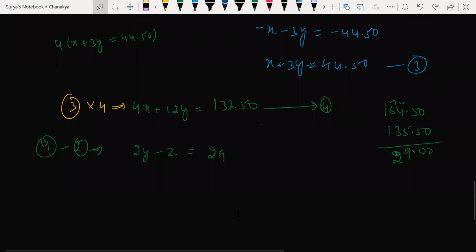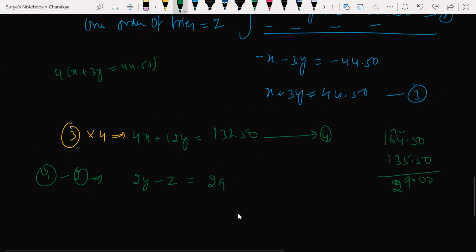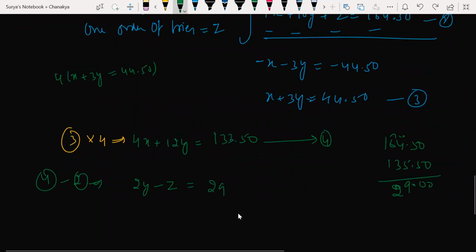Sir, it's subtraction. You wrote 135.5, but it's 133.5. Oh my goodness. Acha, acha. Here it's 133, right? Yes, sir. I wrote it as 135. Cool. So then it will be 131. So it will be 31.